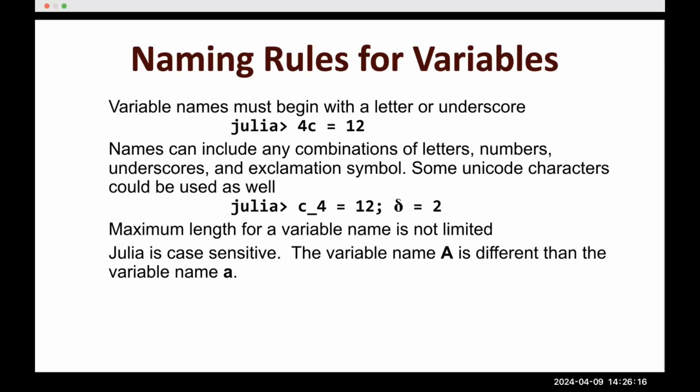You can also use Greek letters and symbols like that, but putting a numerical value at the very front of the variable is a no-no, not only for Julia, but for many other programming languages. And also Julia is case sensitive. Capital A and lowercase a are different. It's just like Python. You don't want to mess around with different cases.